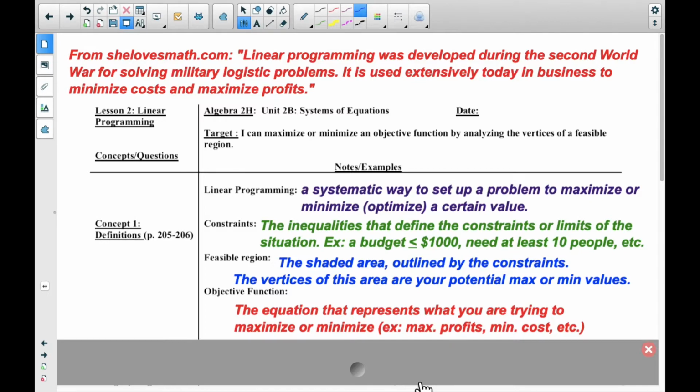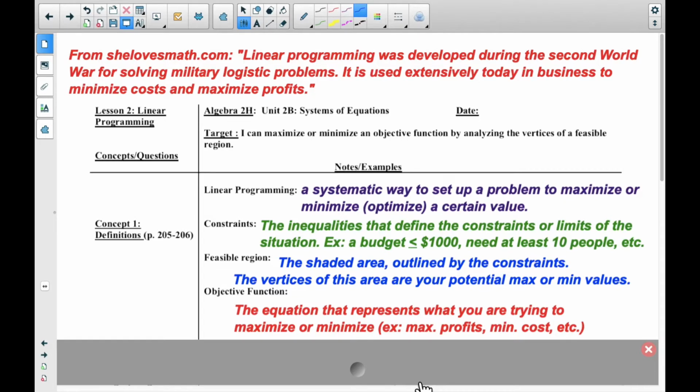Linear programming, we just talked about it, is a systematic way to set up a problem to maximize or minimize, that is, optimize a certain value. A lot of times it's called linear optimization, and optimization, like I said, is a big field in mathematics as well as business and other areas.